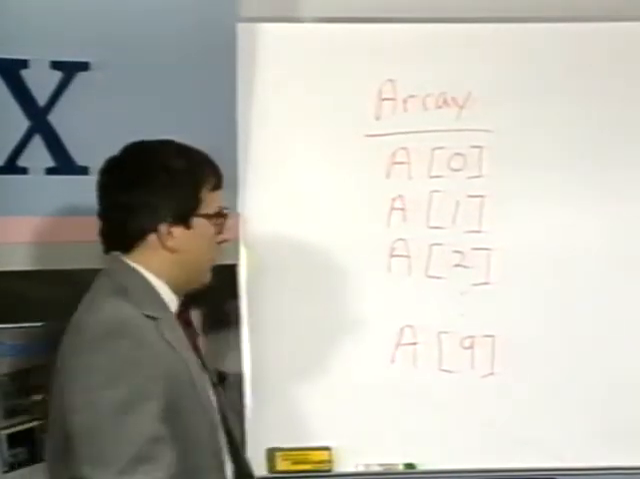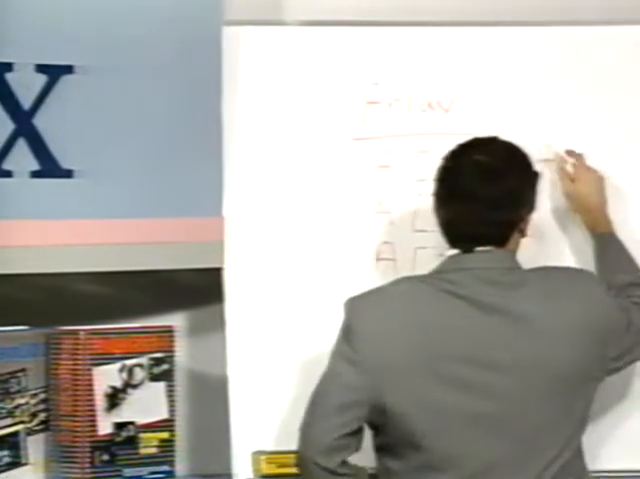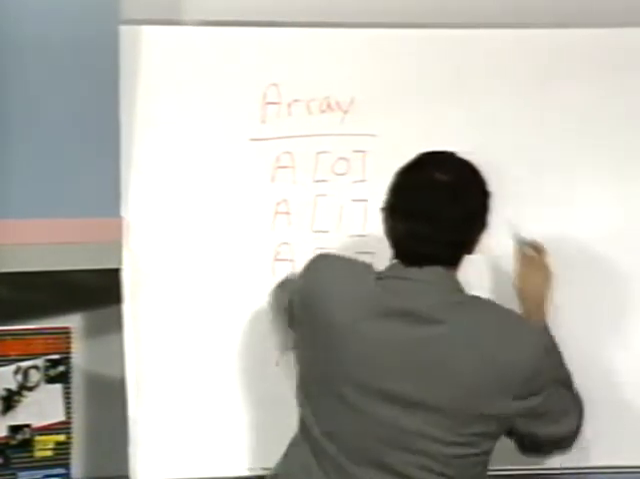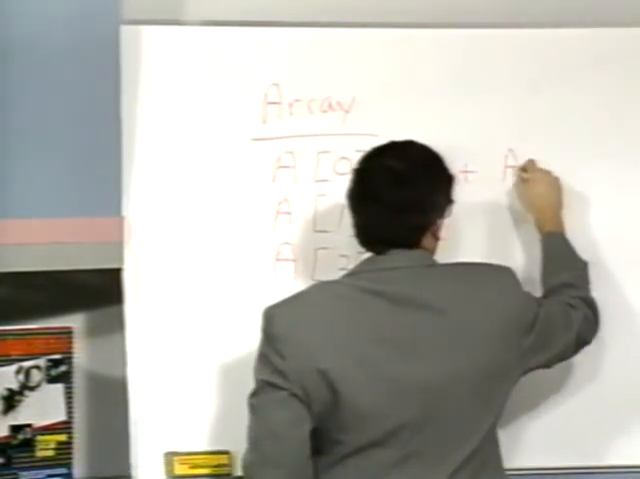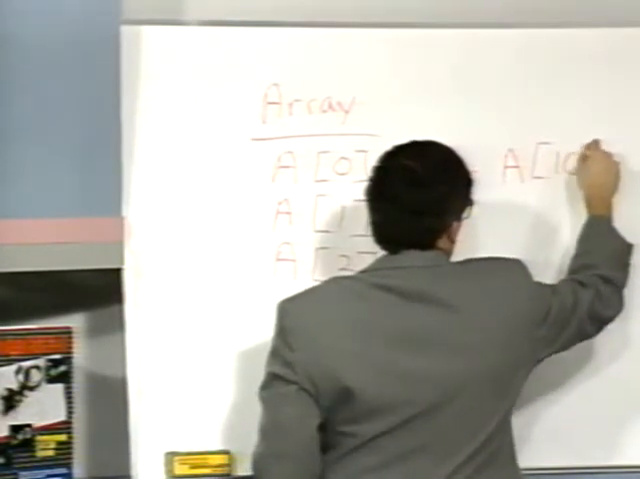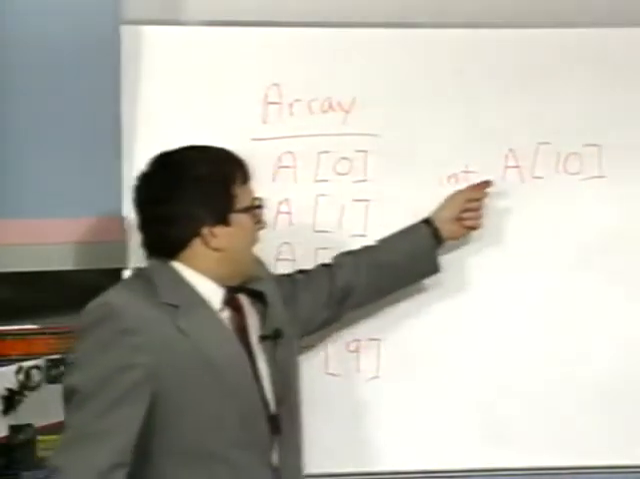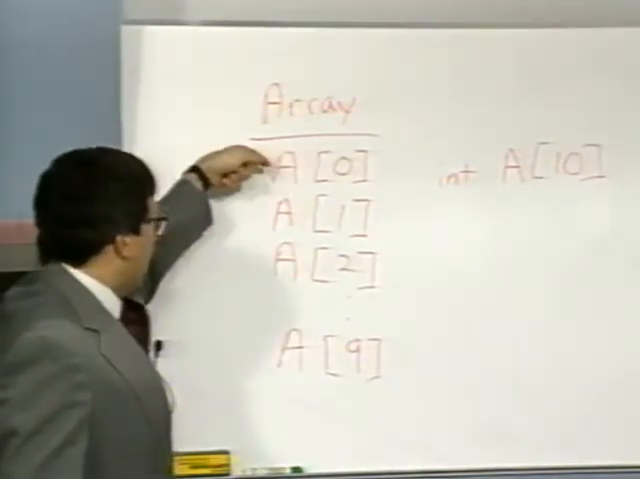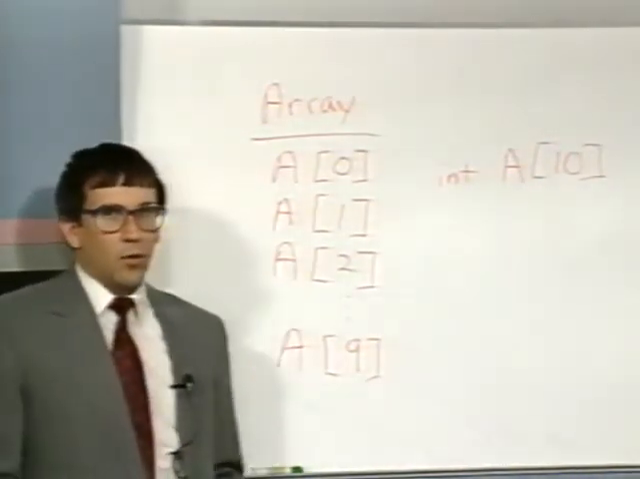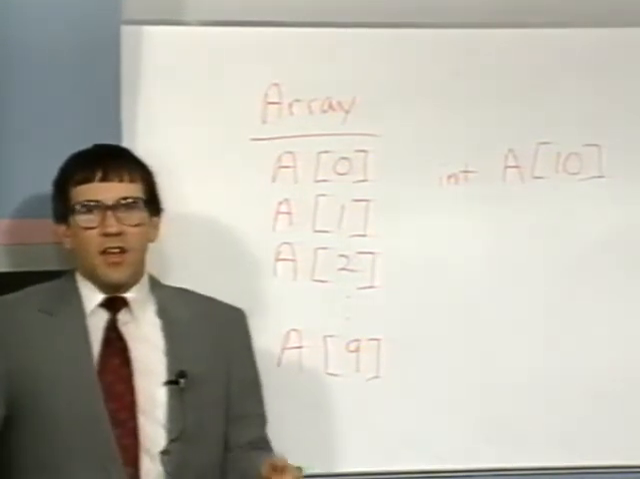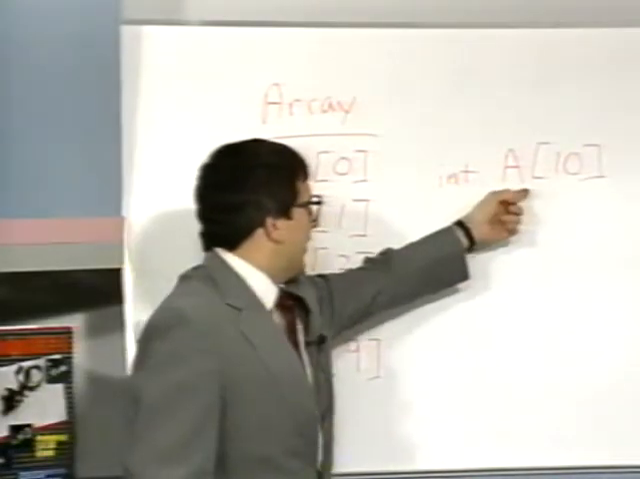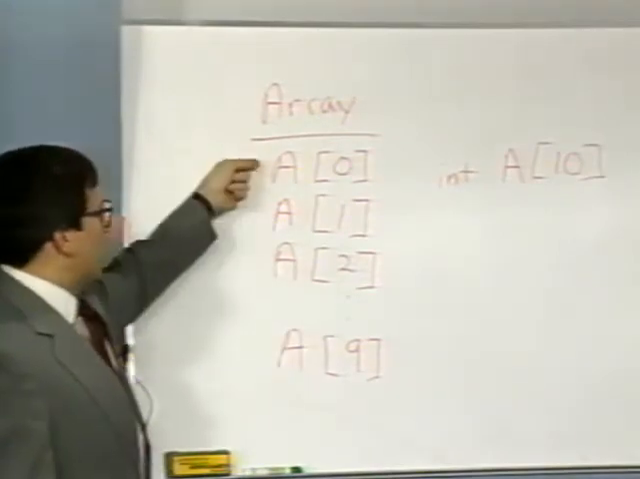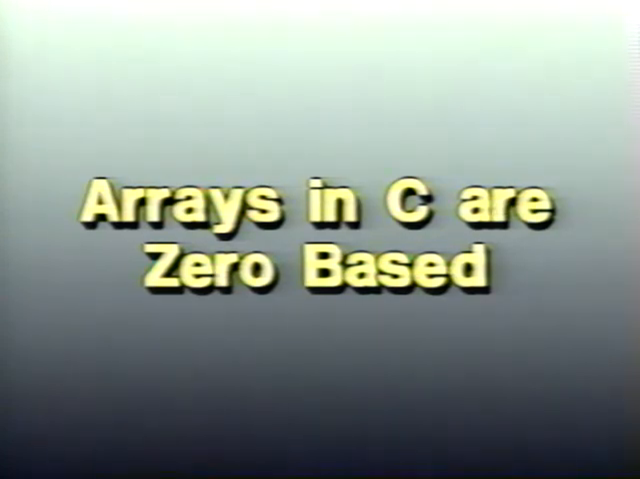To declare this array, we would give the data type and the array name, followed by the number of elements in the array. A[10] means we can go from A[0] to A[9]. Remember, when you declare an array, you specify the number of elements in the array, not the maximum element. If we declare A[10], that means we go from 0 to 9. This means it's 0 based. Arrays in the C language are always 0 based.